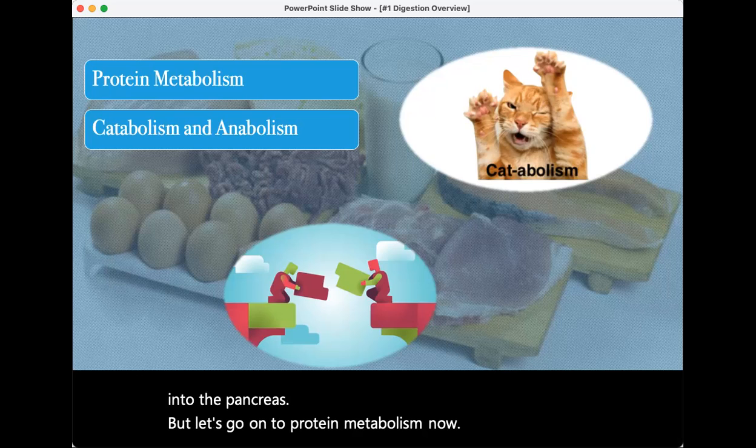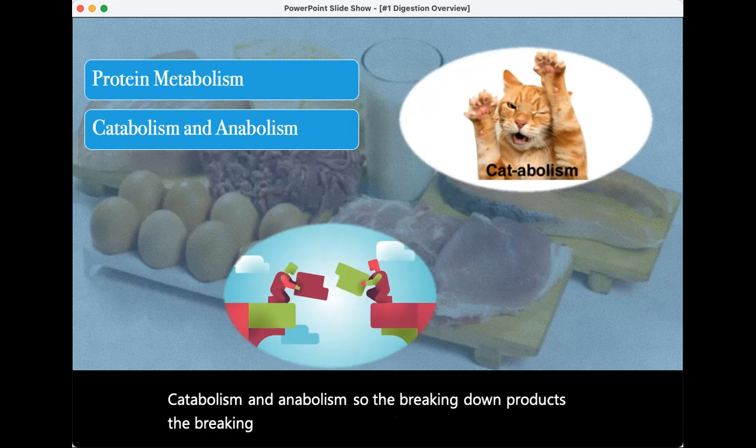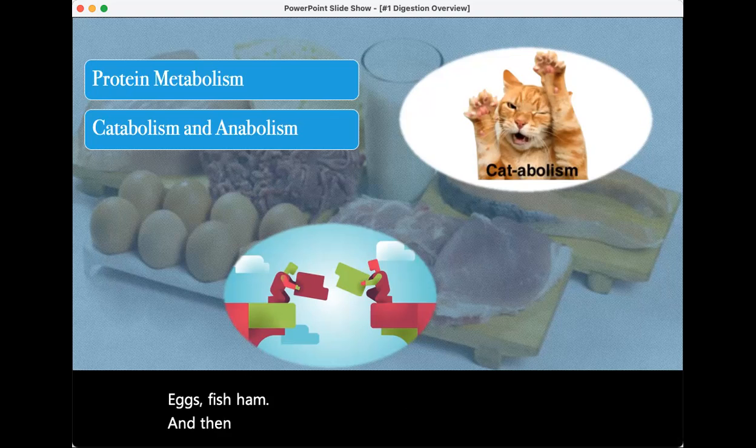Catabolism and anabolism. So the breaking down of those products shown in the image, eggs, fish, ham, and then the anabolism, where it's the rebuilding using the products of the proteins.